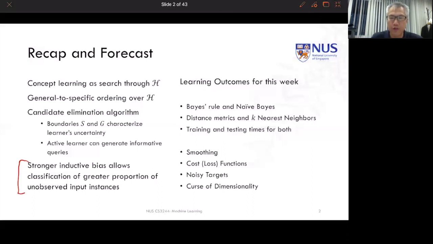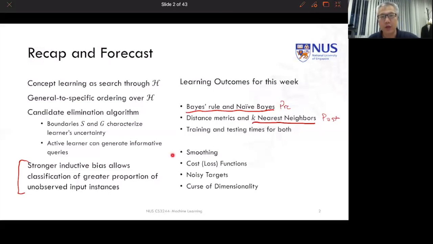As I indicated, for this week we're going to look at two particular algorithms, Bayes rule and Naïve Bayes, as well as the k-nearest neighbor rule. We're going to look at Naïve Bayes in the pre-lecture and k-nearest neighbors in the post-lecture. We're going to recap both of them very simply in the pre-lecture.